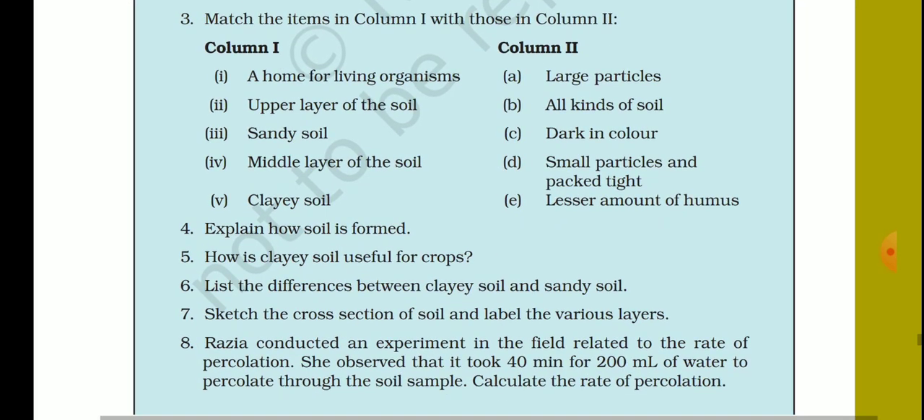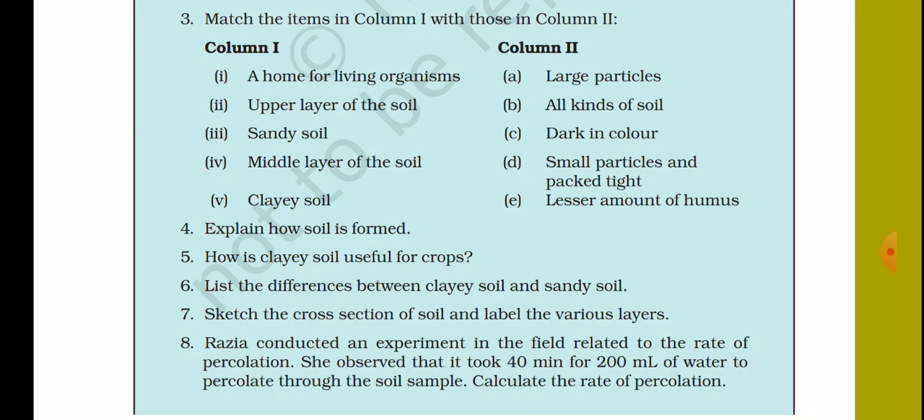Third question: match the items in column 1 with those in column 2. Column 1: first, a home for living organisms; second, upper layer of the soil; third, sandy soil; fourth, middle layer of the soil; fifth, clayey soil. There are different options given and you have to match the correct one. So let's start one by one. First one, a home for living organisms. The correct match will be B, all kinds of soil.